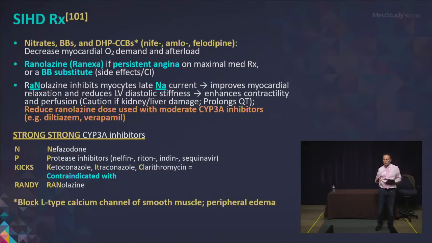And so here are the ones you need to know, and my little mnemonic here is the strong NP kicks Randy. So strong CYP3A inhibitors, these are the ones where you do not want to use Ranexa. So nefazodone, and if they're on any of the protease inhibitors, so pretty much your patients with HIV, if they're on active HAART therapy, you don't want to use it. Ketoconazole, itraconazole, clarithromycin, those medicines are contraindicated with ranolazine. So just check that list before you start someone on ranolazine.